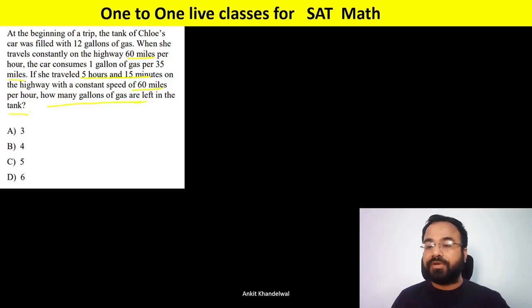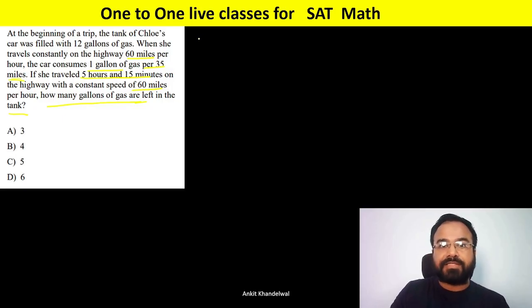So in this question, only the statement is lengthy. The question is really easy. Basically, we have to find how many gallons of gas are left. It means we have to find how much is used. And it is written that 1 gallon is used for every 35 miles. So first we'll find the distance.